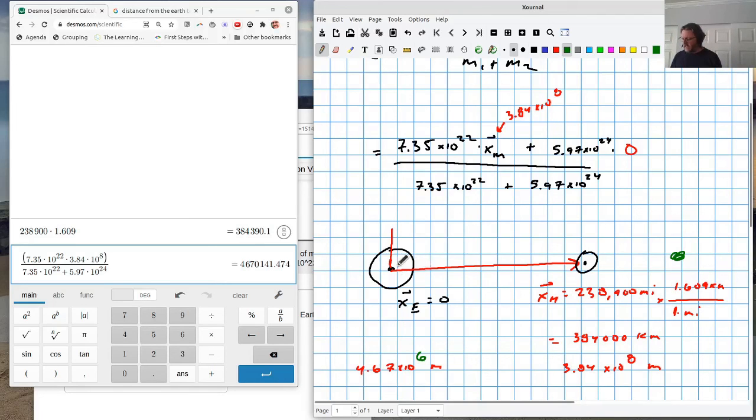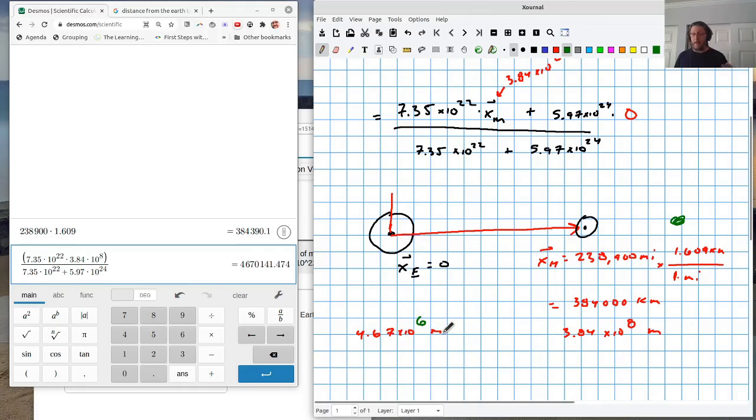Let's think about that. If this is 3.84 times 10 to the 8th, which is 38 million meters. This should be, actually no, 380 million meters. Then the 4.67 times 10 to the 6th, that's 4 million. So it's 380 million the whole way. This is 4 million meters. This is much closer to where the Earth is, or to where the center of the Earth is. And we could figure out exactly where that is relative to the surface of the Earth. So 4.67 times 10 to the 6 meters is 4 million meters, which is 4,000 kilometers.